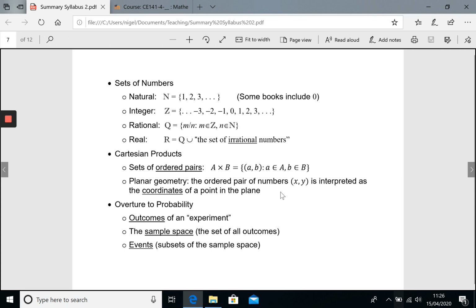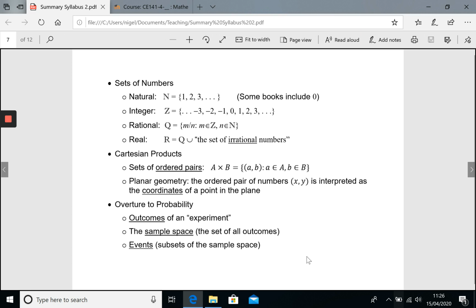Of course, this is particularly useful in planar geometry, where you can represent points in the plane by their Cartesian coordinates, which is simply an ordered pair of real numbers, (x, y), x being the horizontal component of the point and y being the vertical component of the point.